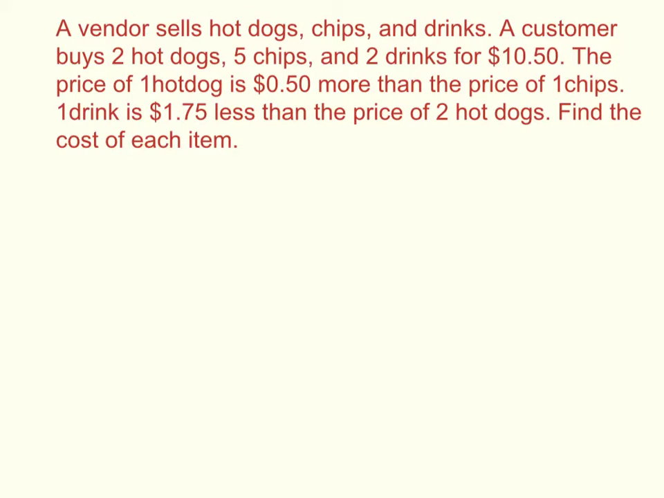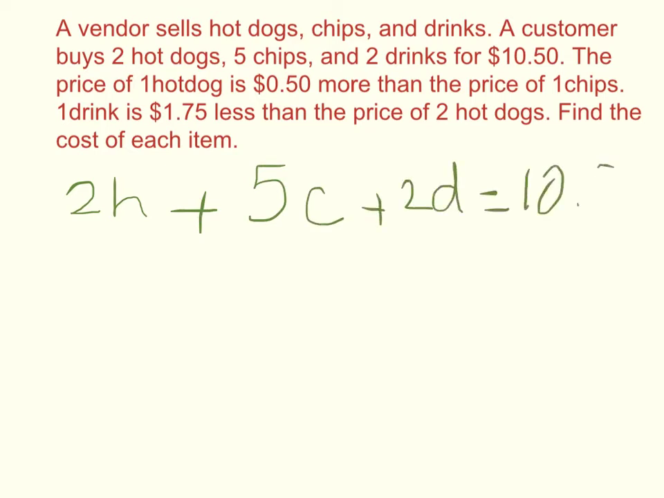A vendor sells hot dogs, bags of chips, and drinks. A customer buys 2 hot dogs, 5 chips, and 2 drinks for $10.50. Now, if we notice, they gave us quantities, 2 hot dogs, 5 chips, 2 drinks, not dollars. And when we put all of those together, because the customer bought all of these, he paid $10.50. So that might be confusing, because if someone said, well, 2 hot dogs plus 5 chips plus 2 drinks, that's $10.50.